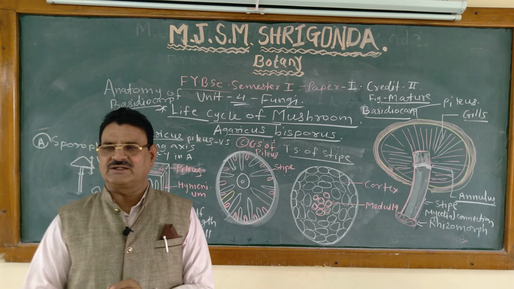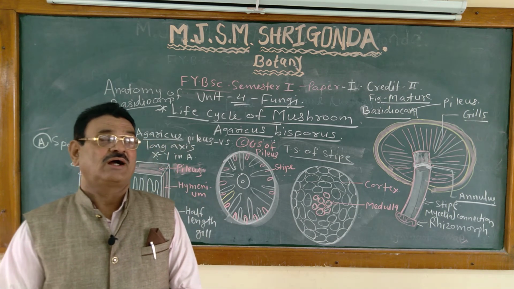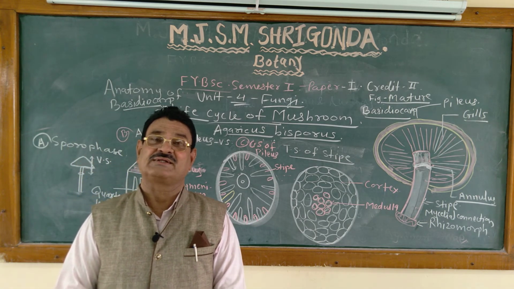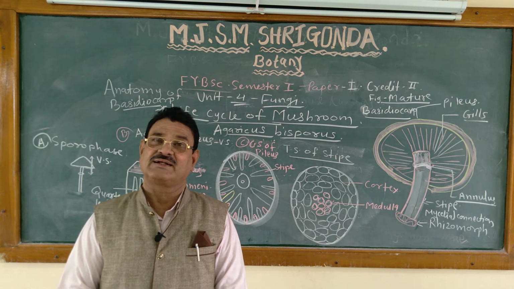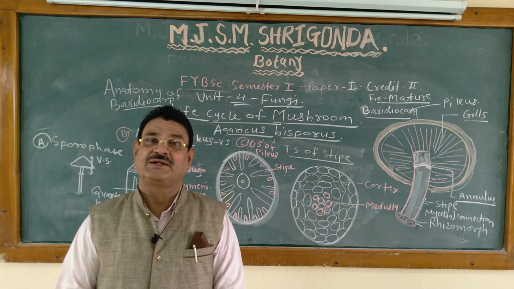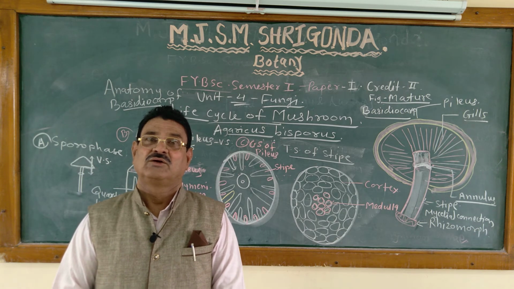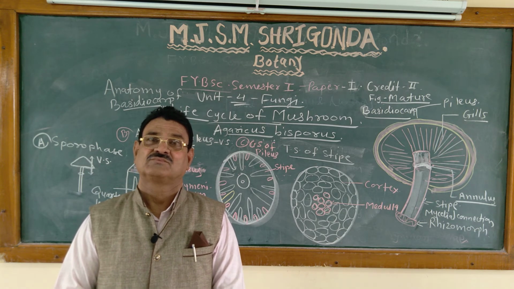First, vegetative methods. Agaricus bisporus and Agaricus campestris are edible mushrooms. In Maharashtra it is called the button stage. In UP it is called kukumba. Locally it is called kuthum.